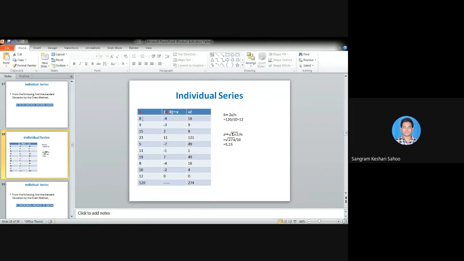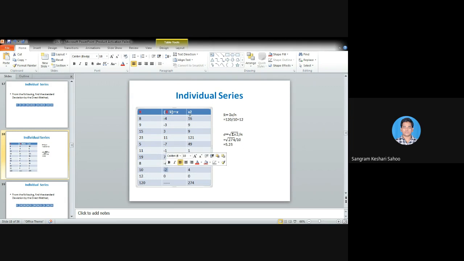Here, X minus X bar, 8 minus 12, that is minus 4. For the second row, that is 9 minus 12, that is minus 3. For the third row, that is 15 minus 12, that is 3. Similarly, for the fourth row, that is 20 minus 12, that equals 8. Similarly, for the next row, that is 5 minus 12, that is minus 7. Next one is 11 minus 12, that equals minus 1. Next one, that is 19 minus 12, that is 7. 8 minus 12, that is minus 4. Again, 10 minus 12, that equals minus 2. Last one is 12 minus 12, that equals 0.